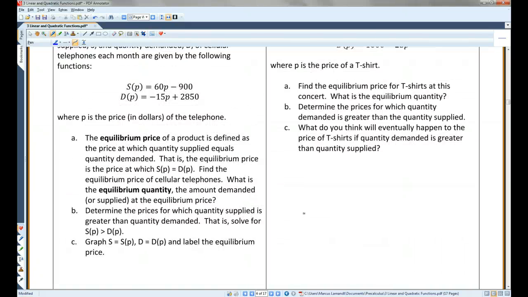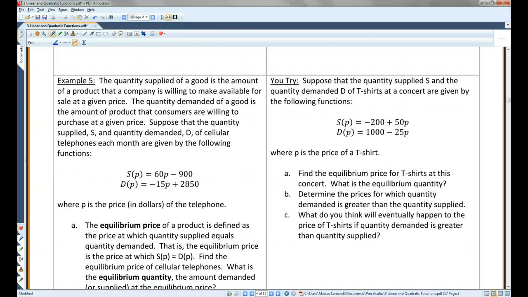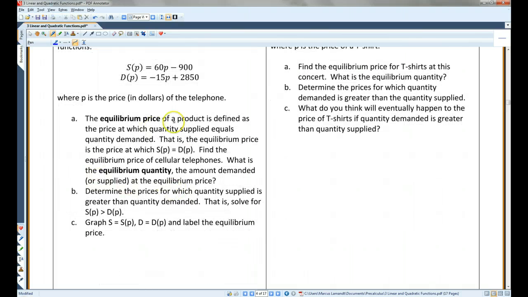One more example. The quantity supplied of a good is the amount of a product that a company is willing to make available for sale at a given price. The quantity demanded of a good is the amount of product that the consumers are willing to purchase at a given price. So, suppose that the quantity supplied, S, and the quantity demanded, D, of cell phones each month are given by these equations. This is supply, this is demand. This is a business problem.